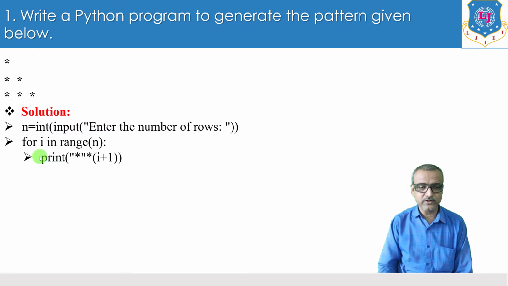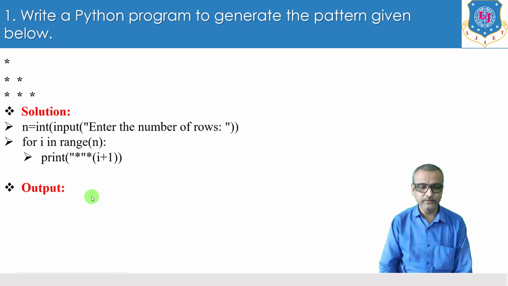Now in the next iteration the value of i will become 1. So here it will become 1 plus 1, that is 2. It means this statement will print star 2 times in the second row. Now in the next iteration the value of i will become 2. So 2 plus 1, that is 3. So this statement will print the star 3 times in the third row.